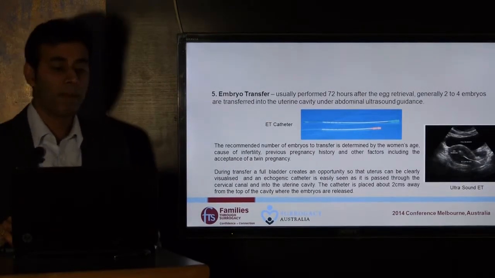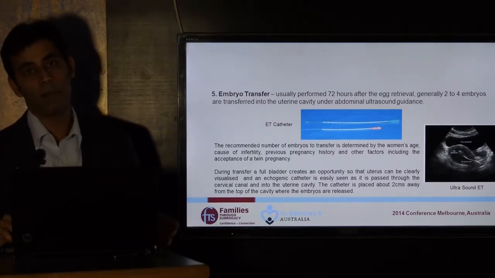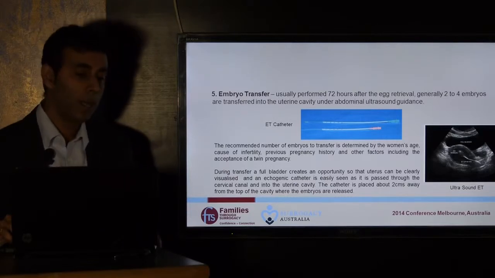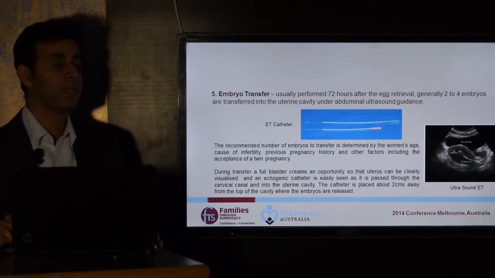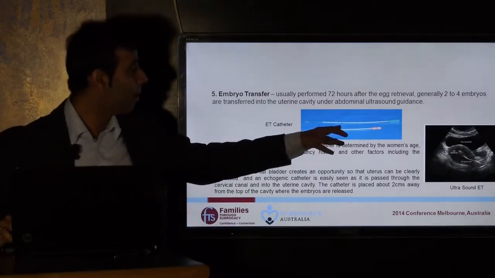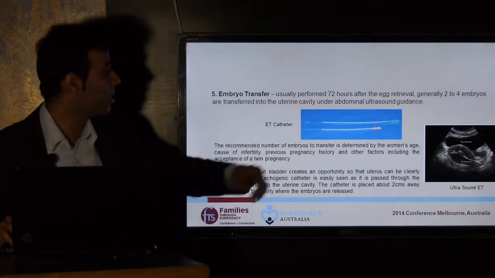The next step is that of embryo transfer, which is usually performed 72 hours after egg retrieval, which would be day 2 or day 3. Generally 2 to 4 embryos are transferred into the uterine cavity under ultrasound guidance. This is how an embryo transfer catheter looks in general. There is an outer sheath and there is an inner sheath.